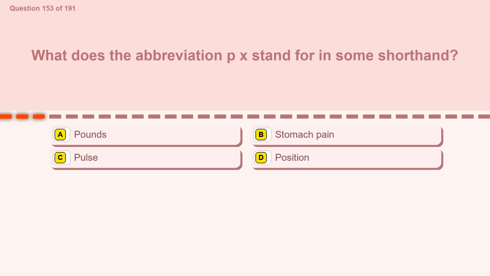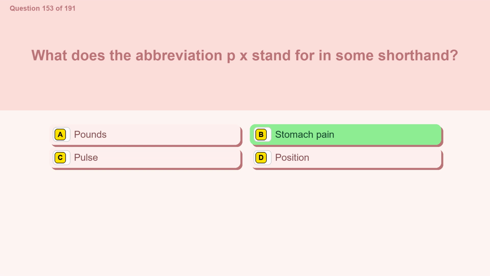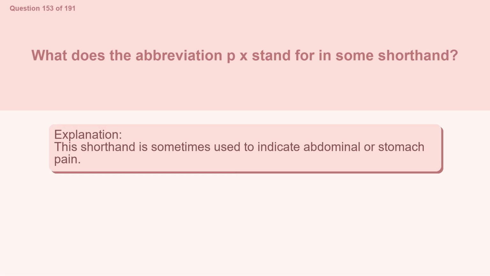Question 153. What does the abbreviation PX stand for in some shorthand? Option A, pounds. Option B, stomach pain. Option C, pulse. Option D, a position. The correct answer is option B, stomach pain. This shorthand is sometimes used to indicate abdominal or stomach pain.